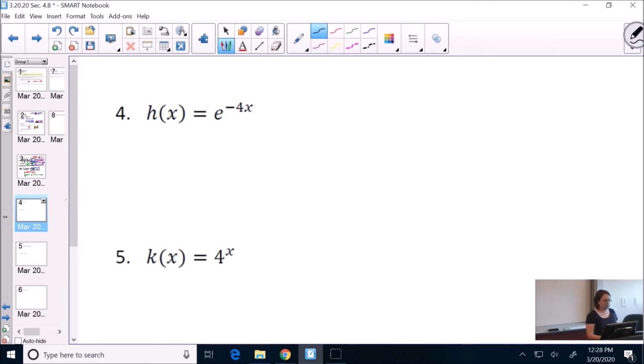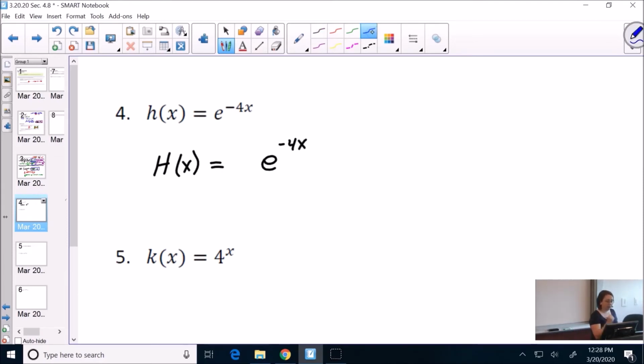E was special when we did derivatives. E stayed. Well, that means the antiderivative has to follow a similar pattern. So let's just make a big guess. Let's guess that the antiderivative is going to be the same as the derivative, and then we're going to check our work.